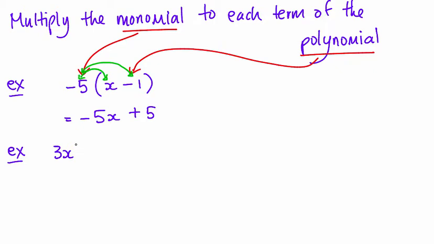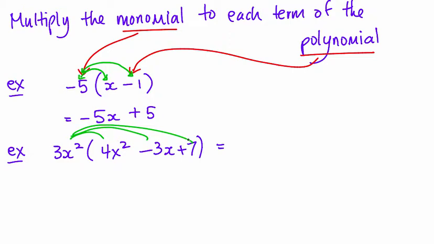Let's take a look at an example with a trinomial. If you have 3x squared multiplied by 4x squared minus 3x plus 7, and again, I like to show the distributive law with these little lines. So 3 times 4 is 12, and x squared times x squared is, add exponents, x to the 4th. Minus 3 times 3, which is 9. X squared times x is x cubed when I add exponents. And plus 3 times 7, so plus 21. X squared doesn't multiply by any more variables, so it's just x squared.